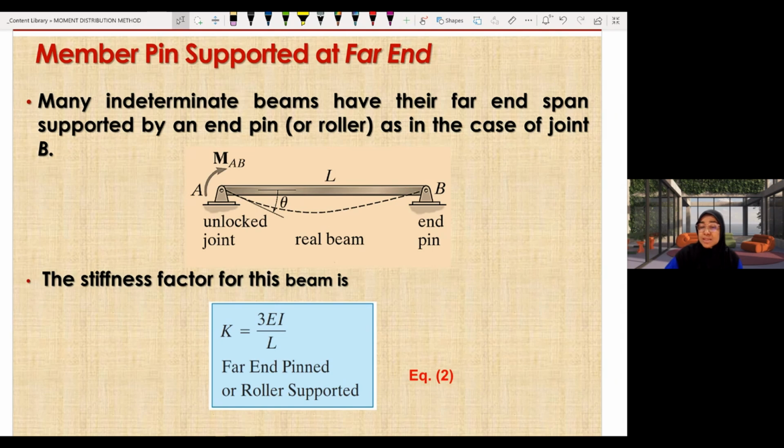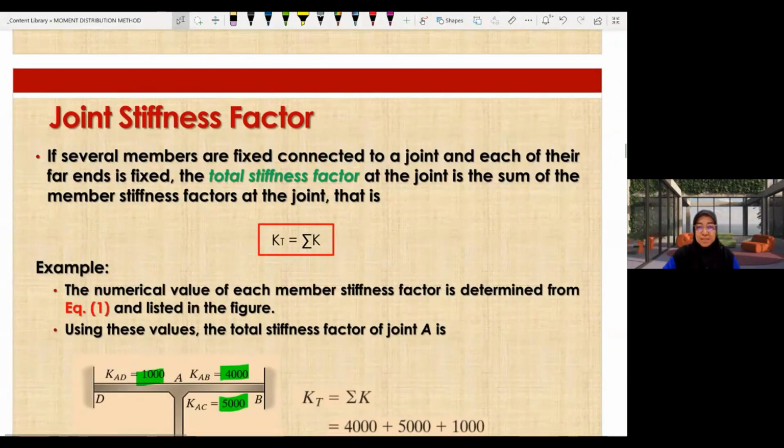So when do we use this? This is actually the first step that we need to do whenever we want to analyze a continuous beam or a frame using the moment distribution method. This will be the first step.